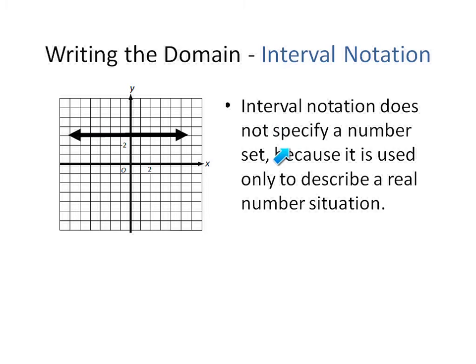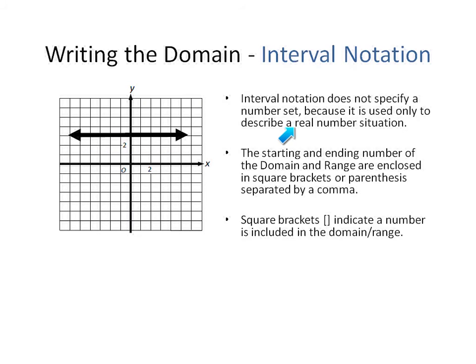Interval notation does not specify a number set because it's used only to describe a real situation, in other words, a continuous situation. The starting and ending numbers are enclosed in square brackets or parentheses separated by a comma.